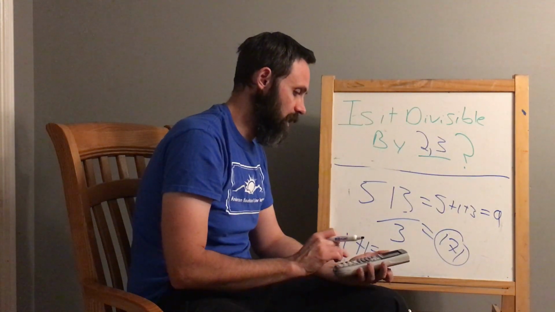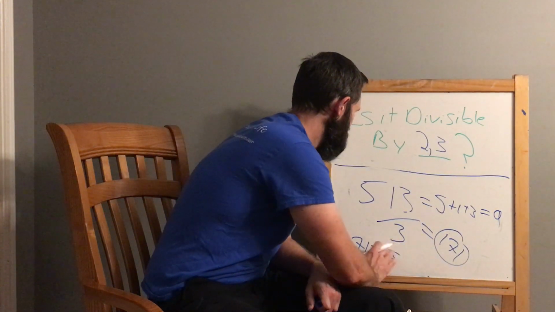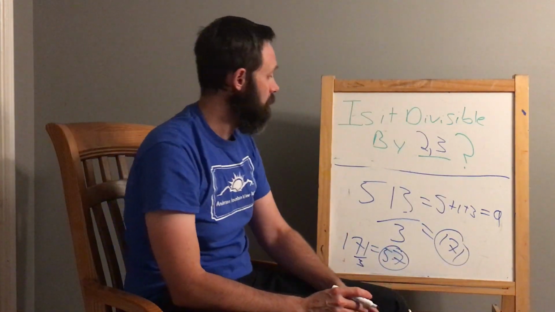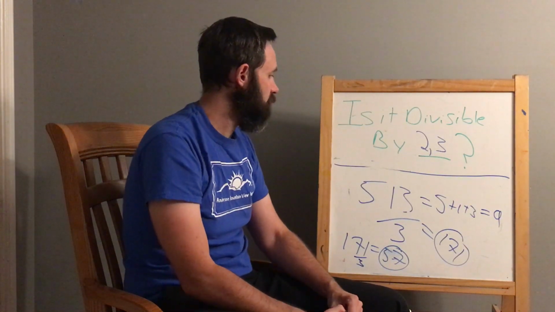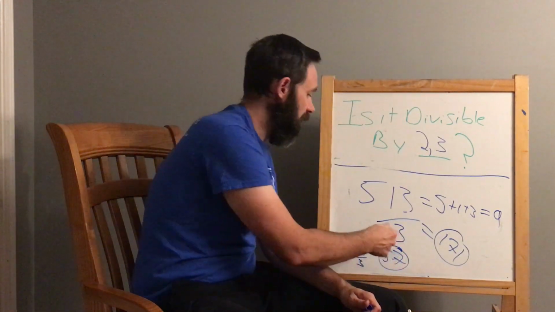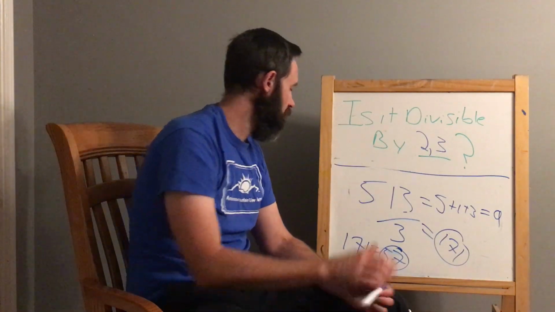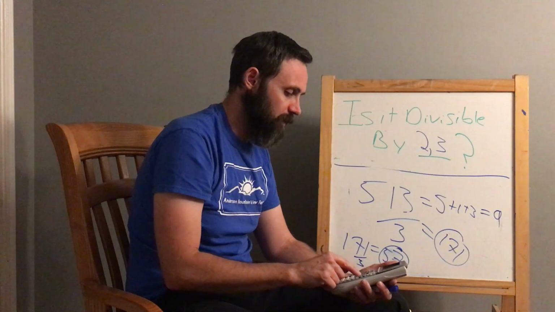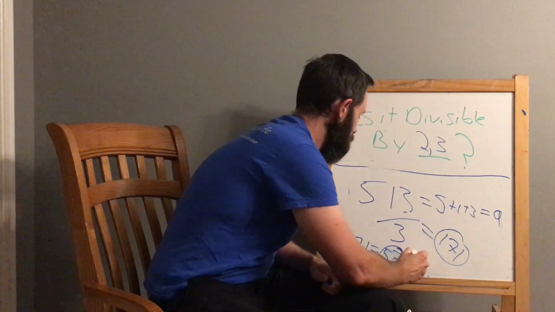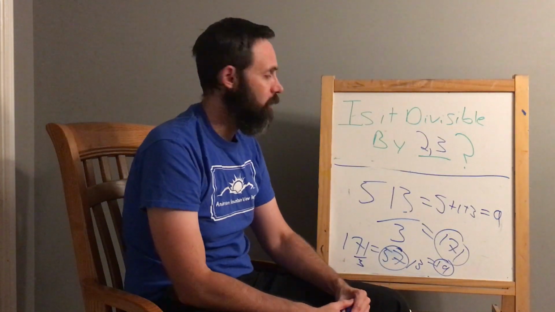So 171 divided by 3 again gives me 57. So technically it would be 3 times 3 times 57 would give me 513, and I can actually keep going down one more time, because 5 and 7 is 12, and 57 divided by 3 is of course 19. So now I'm at 19. 19 is a prime number. So that's how I did that.